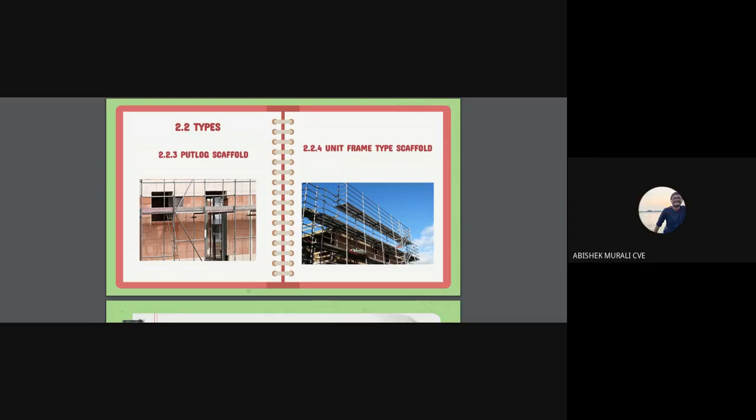The third one is the putlock scaffold. Putlocks are holes that are made in the walls of the structure to receive the ends of the poles or beams to support the scaffolding. Putlock holes may extend through a wall to provide staging on both sides of the wall.